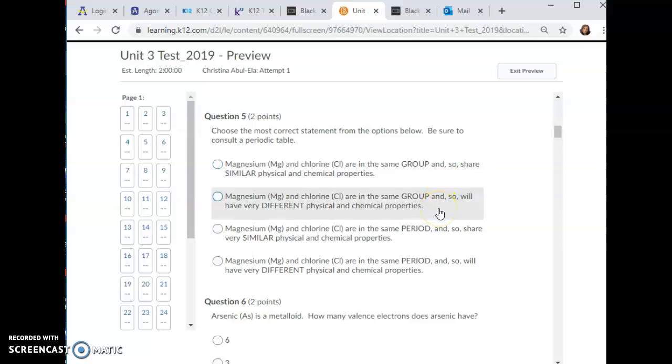Magnesium and chlorine are in the same group and so will have very different physical and chemical properties. Magnesium and chlorine are in the same period and so share very similar physical and chemical properties. Magnesium and chlorine are in the same period and so will have very different physical and chemical properties.